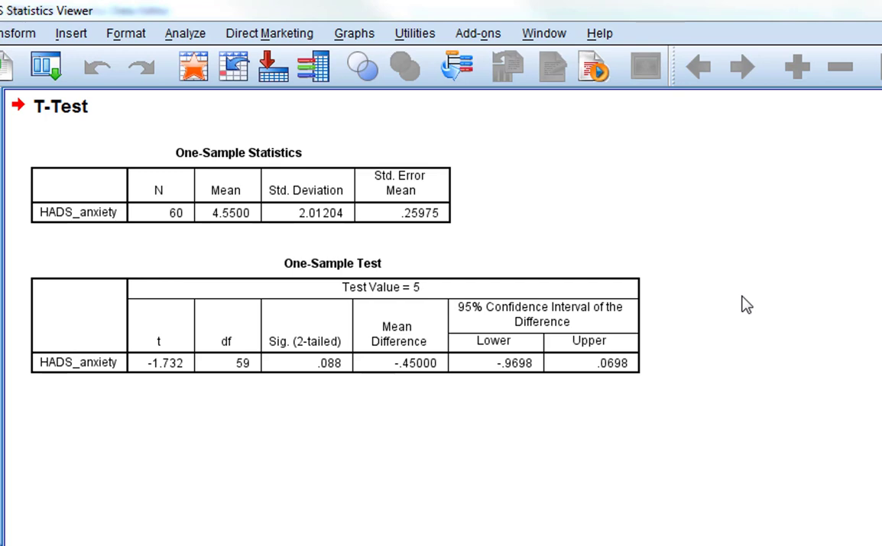So hopefully this has given you some useful advice on how to run a one sample t-test, and particularly how you can choose your test value and how to accurately report it.